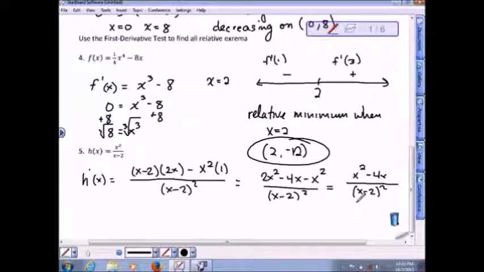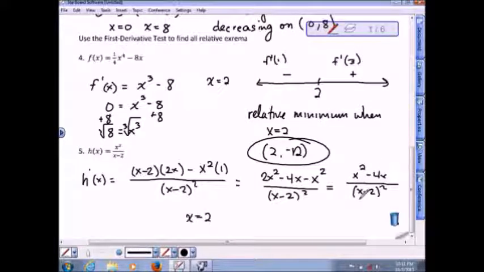Now, critical values. Normally we've been finding them by setting the first derivative equal to 0, and that's still going to work here, but the other part of it is we can also have a critical value when the first derivative is undefined. Because we have a rational expression here, it's going to be undefined when the denominator becomes 0, and to do that we have to have an x value of 2, so there are more critical values than you might think. X equals 2 is a critical value because it makes the first derivative undefined.